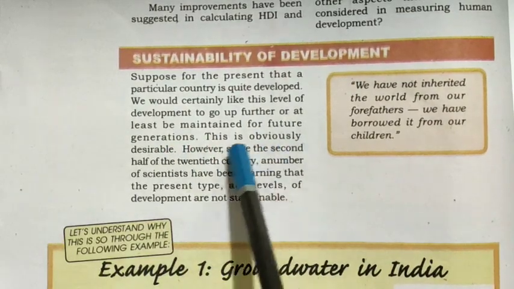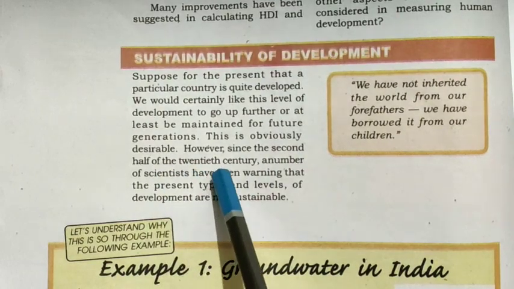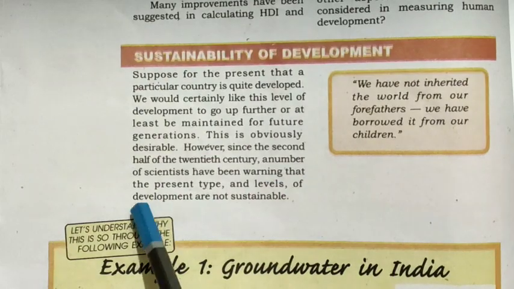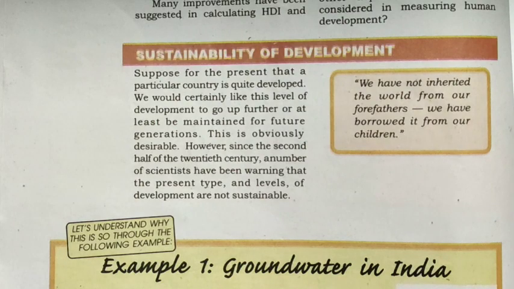This is obviously desirable. However, since the second half of the 20th century, a number of scientists have been warning that the present type and levels of development are not sustainable. To develop a country, many resources are being used by we people. As much as we are enjoying the resources today, we surely want to keep using them in the near future. However, a number of scientists have been warning that the present type and levels of development are not sustainable.